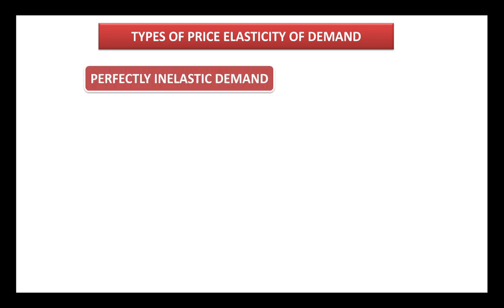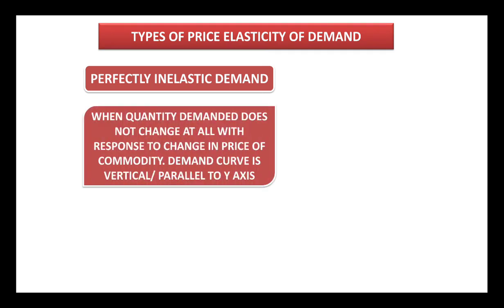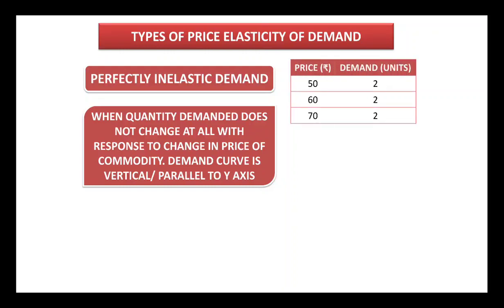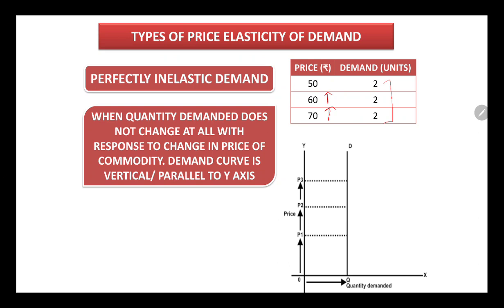The first one is perfectly inelastic demand. What does it mean? You change the price to whatever extent, but the quantity demanded does not react to it at all. Suppose, in a tabular presentation, we have increased the prices from 50 to 60 and 60 to 70. However, the demand remains the same at all the prices. So what does it signify? It simply says that you are changing the prices, but we cannot see any change in the quantity.